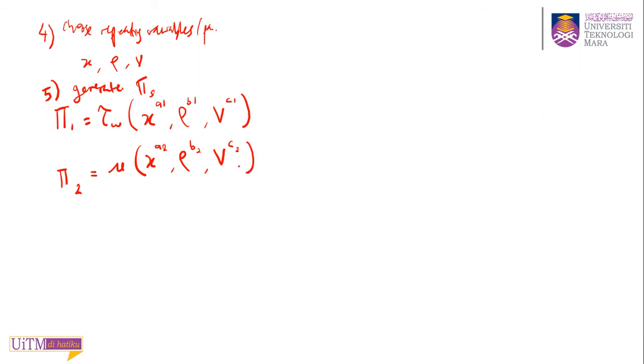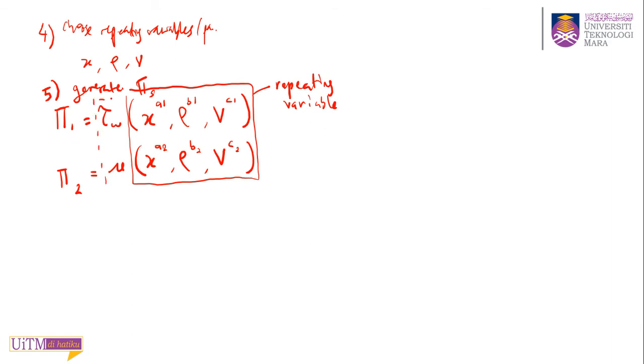So our purpose is to find these exponents, the a, b and c. If you notice, these three are our repeating variables. So these are the repeating variables given to you in the question. And these two, the tau and the mu, are the non-repeating variables.